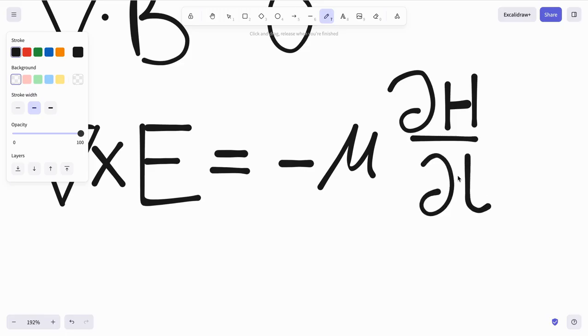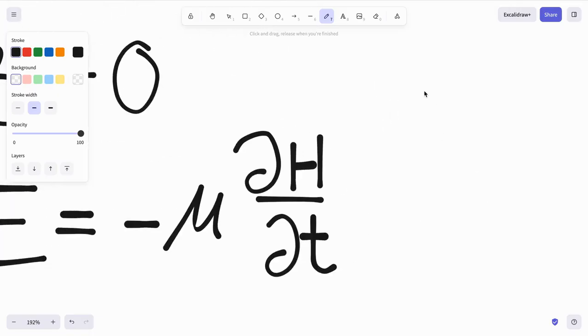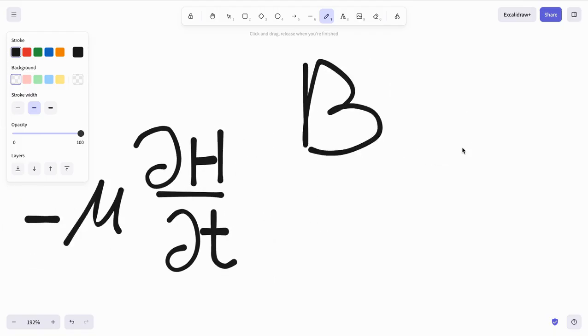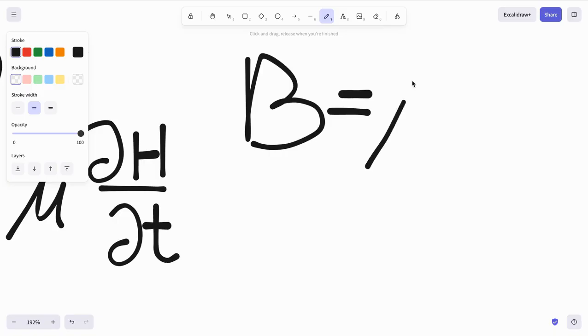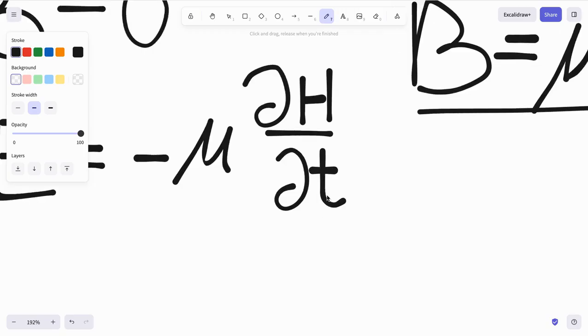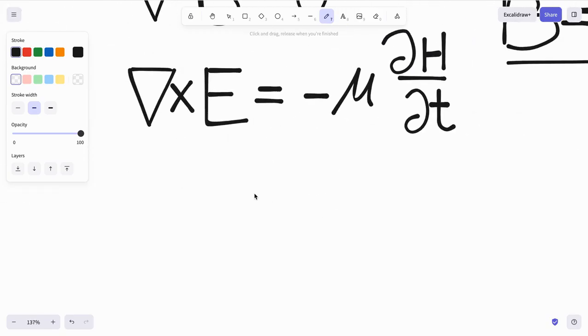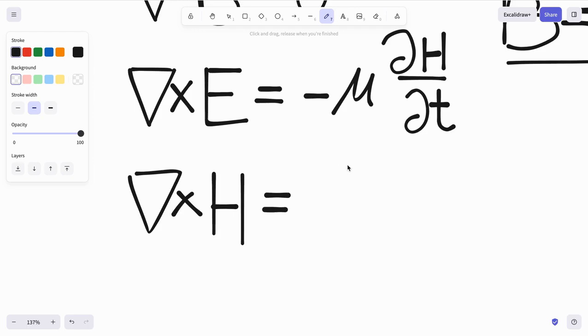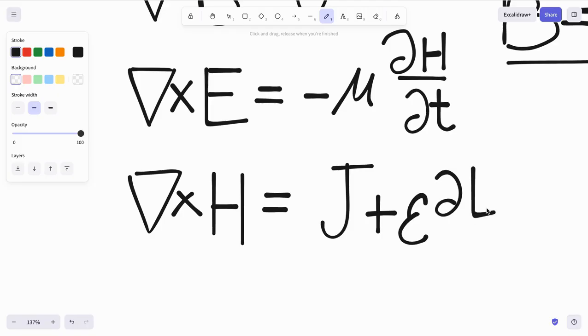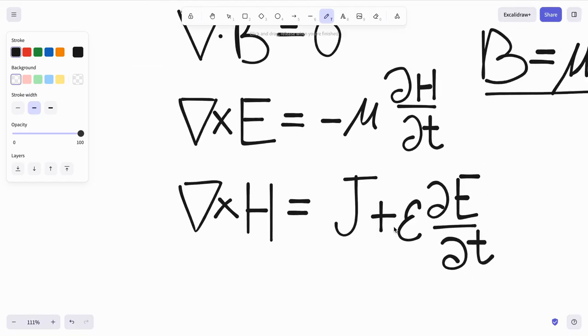If you don't know what H is, it's called the magnetic field intensity. It's related to B pretty simply. It can get more complicated, but in the isotropic, linear system that we're looking at, you can relate B and H by this equation. So the curl of E is equal to minus mu partial H over partial t, and the curl of H is equal to J plus epsilon partial E over partial t. Great. So these are the Maxwell equations as we have learned them so many times in the past.